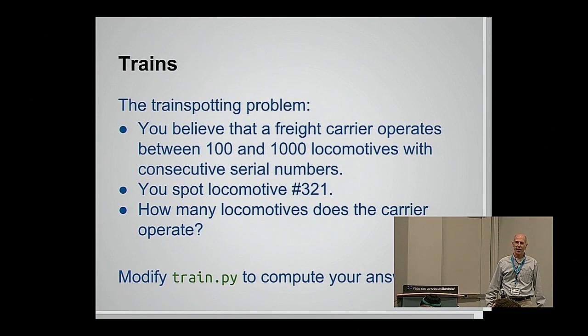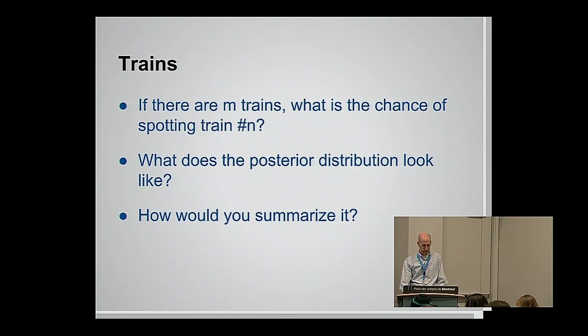Again, we can think about the logic a little bit. It's similar to the logic that we were just applying to the dice problem. If they're numbered from 1 to N, and you see train number 321, what's the probability that they are operating only 100 trains? 0. That's been ruled out. And in fact, all of the hypotheses from 0 up to 320 have been ruled out. Now the question is, what are we going to do with the rest of them? That's my exercise for you guys. Get into train.py, and you'll see.